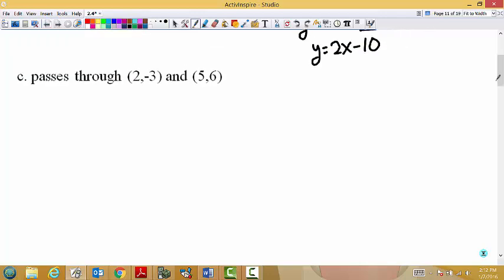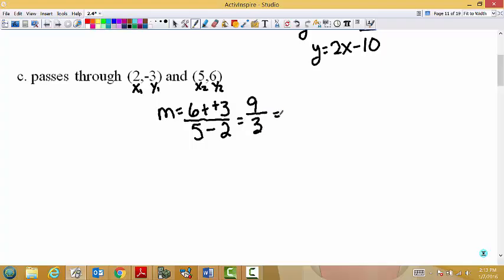It gives us 2 points. So the first thing we have to do is find our slope, and it's x1, y1, x2, y2. So it's y2 minus y1 over x2 minus x1. So that's 6 plus 3 is 9, 5 minus 2 is 3, 9 over 3 is 3. Then we do y equals m times x minus x1 plus y1. I just say y equals blank, x minus blank plus blank.